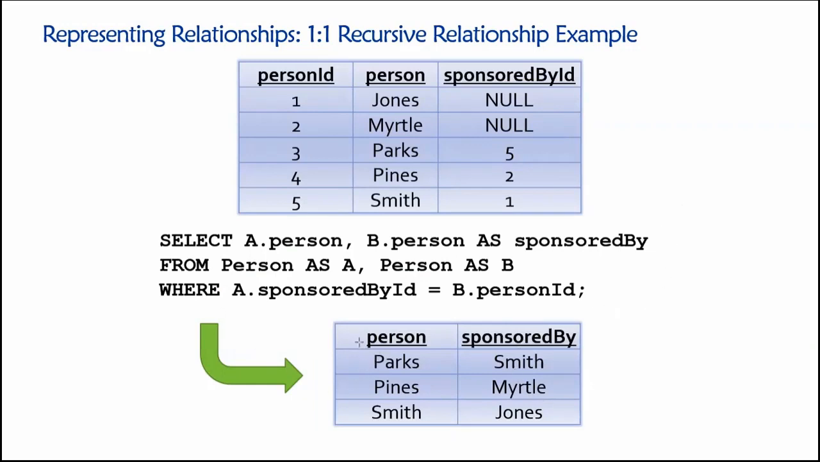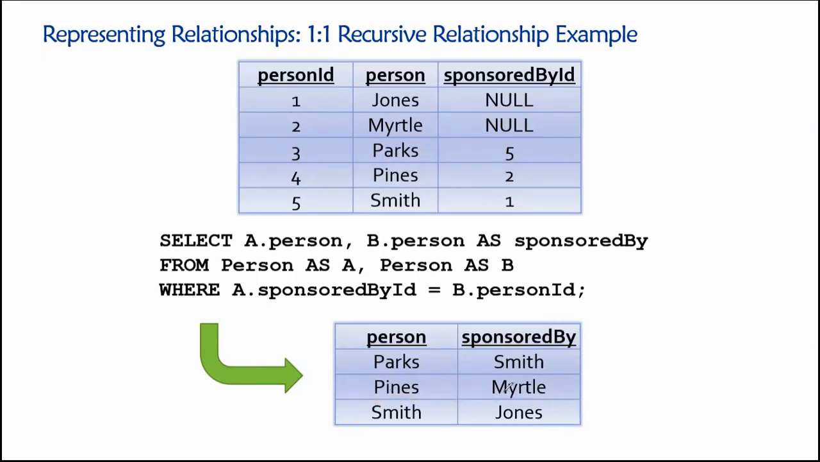So here is person Sparks, and we see they are sponsored by person Smith. And if we take a look back up at the data, here's Parks. Parks is sponsored by person 5. And if I look at row or person number 5, I see that's Smith. Okay, so Parks is sponsored by Smith. Similarly, Pines is sponsored by person number 2. Person number 2 is Myrtle. And that's what we see illustrated down here. Pines sponsored by Myrtle. Same thing with Smith and Jones, right?